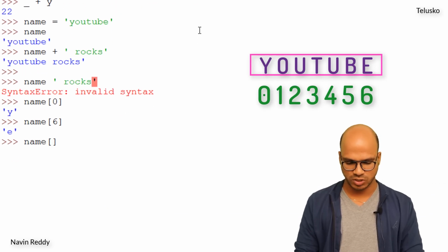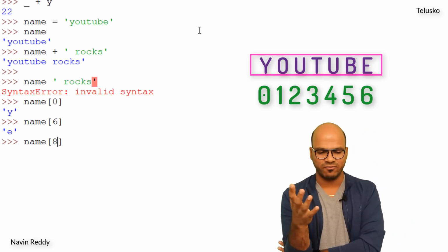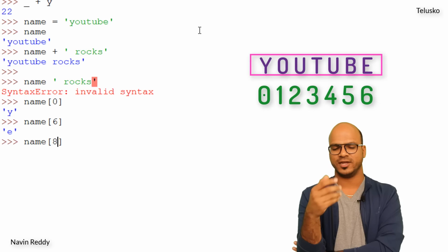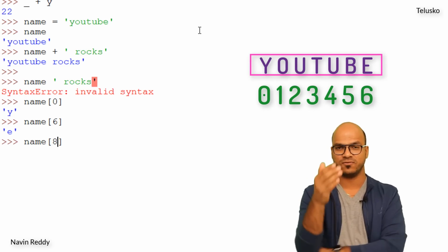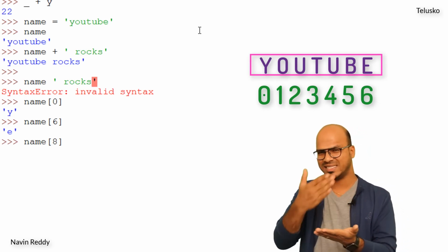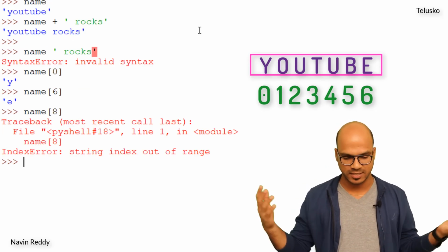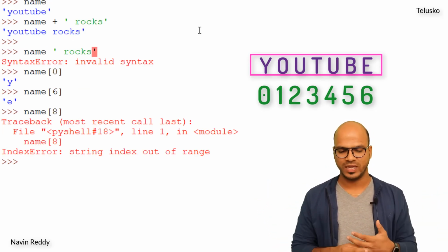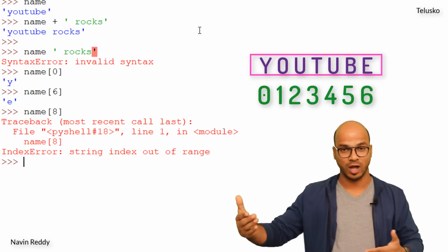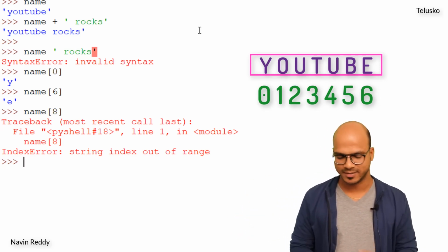Now I will fetch, let's say 8. See, we don't have 9 characters, right? We only have 7 characters. So the first one is 0, the last one is 6. How about 8? The moment you do that, it will give you an error. It says index error, string index out of range. So of course you're going out of your limit, right? So you cannot do that.